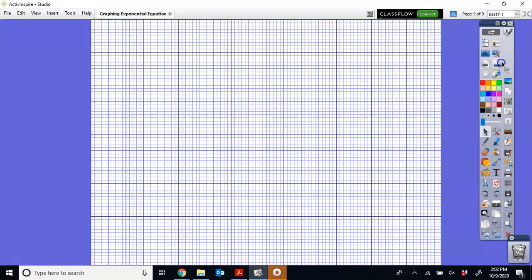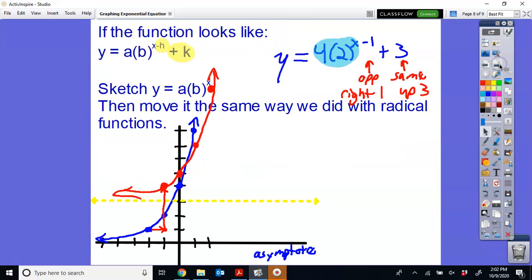If there is a -1 and a +3, if there's more stuff in the function, so to speak, then you just take the graph and move it right 1 and up 3. Please make sure you realize, though, that's me plugging into this part right here. Don't plug it into the whole thing and move it right 1 and up 3. Just the one little tiny part we did is what you plug your table of values into. So that is graphing an exponential function.